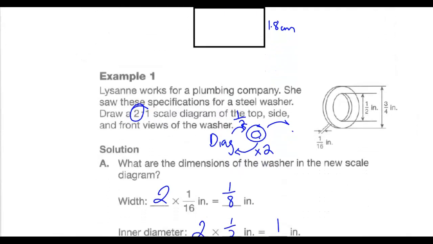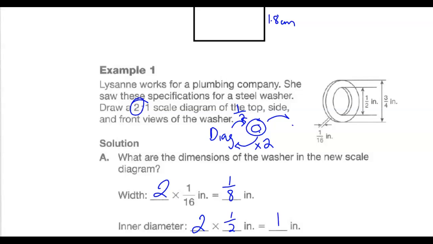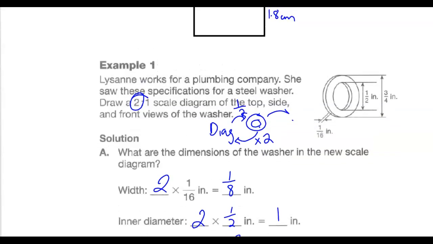Okay, so which views? Top, side, and front. So the side is going to be, that's why they didn't say left side or right side, it's going to be the same. The side is actually going to look like just a vertical rectangle, right? The top, same with the top. And then the front, we'll use the front being this circle because that's typically what the front of the washer is.